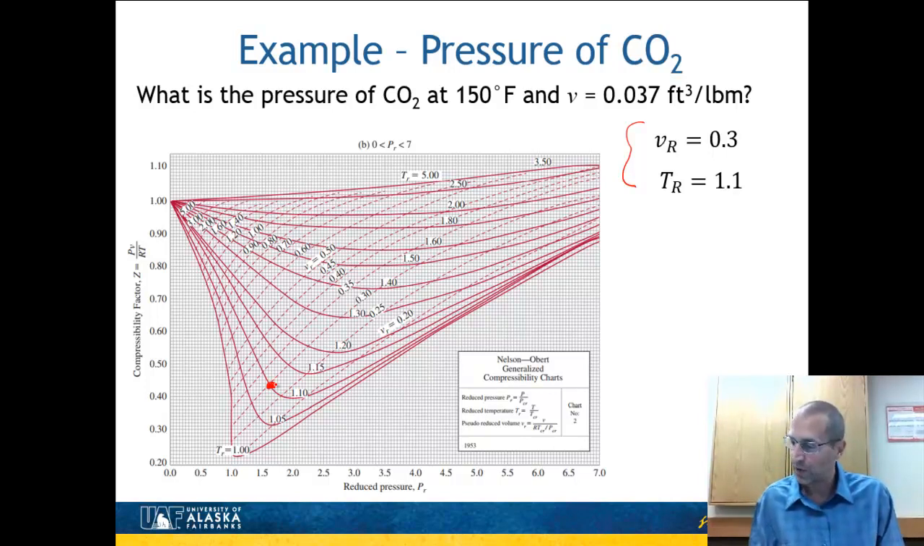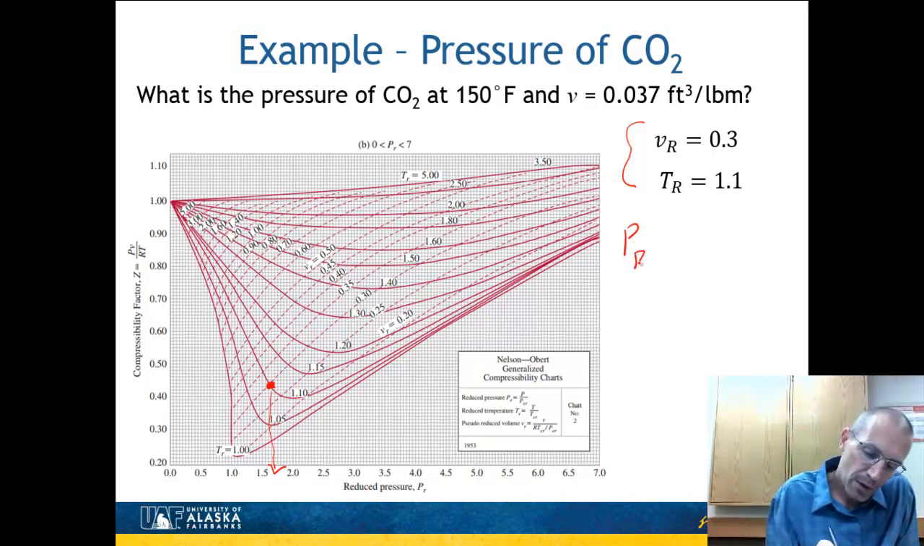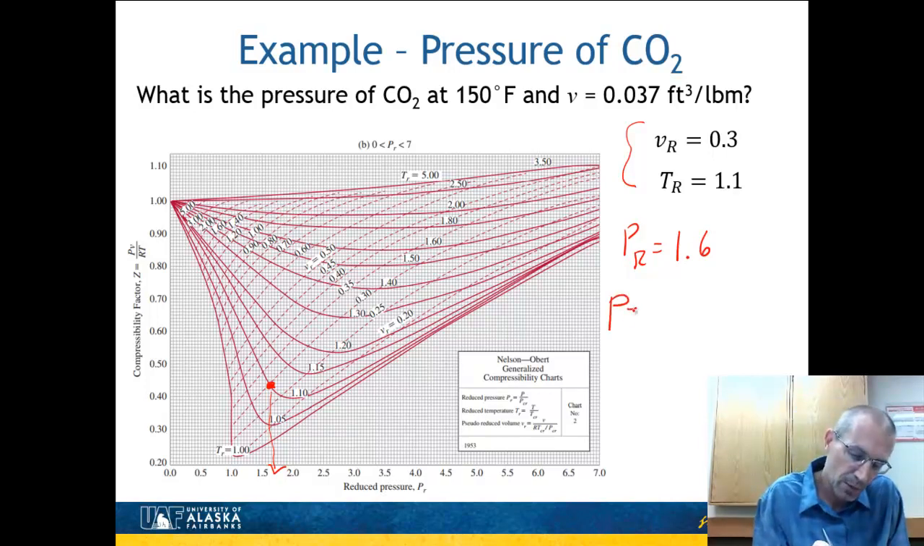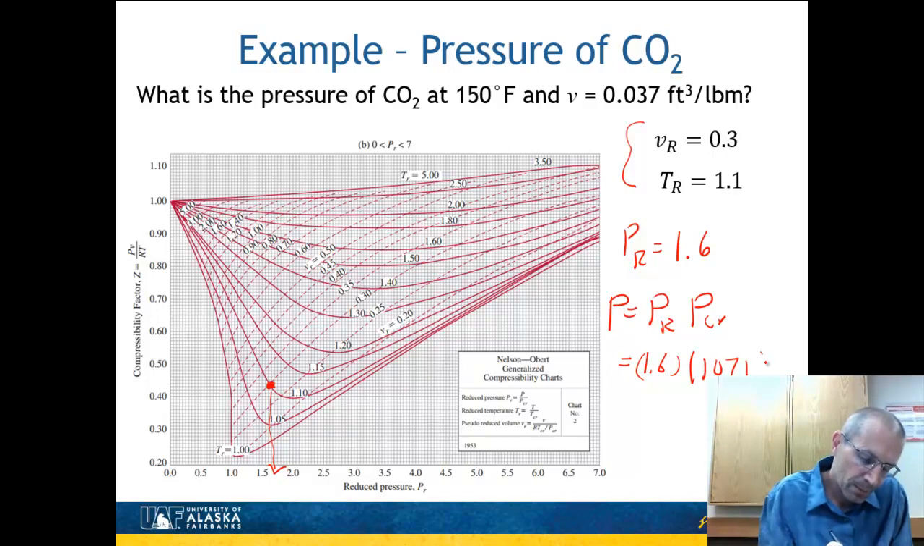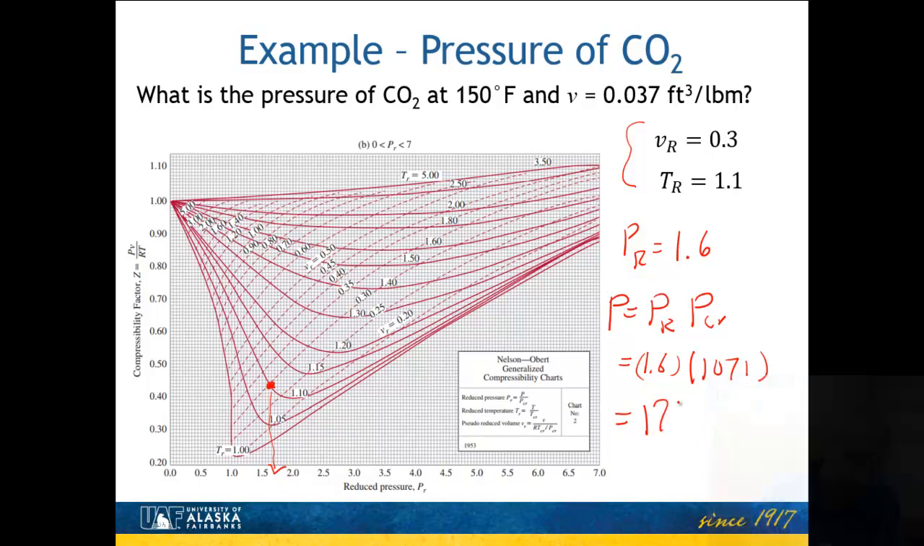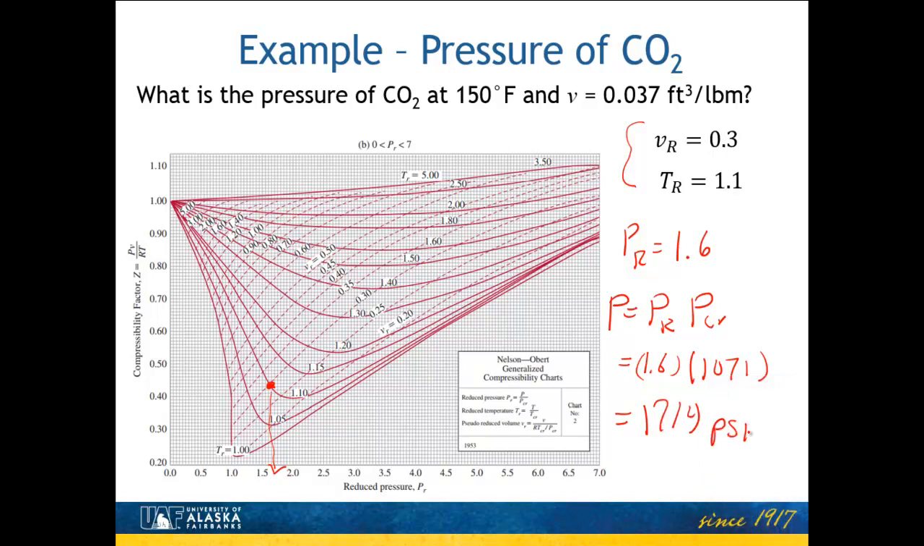So then I've got a value of Z, or actually, I don't even need to read Z, I can read straight down to find my reduced pressure. PR is equal to 1.6, and I can use that to calculate my actual pressure. So P is equal to P reduced times P critical, 1.6 times 1071, and that will give me a pressure of about 1714 psia.